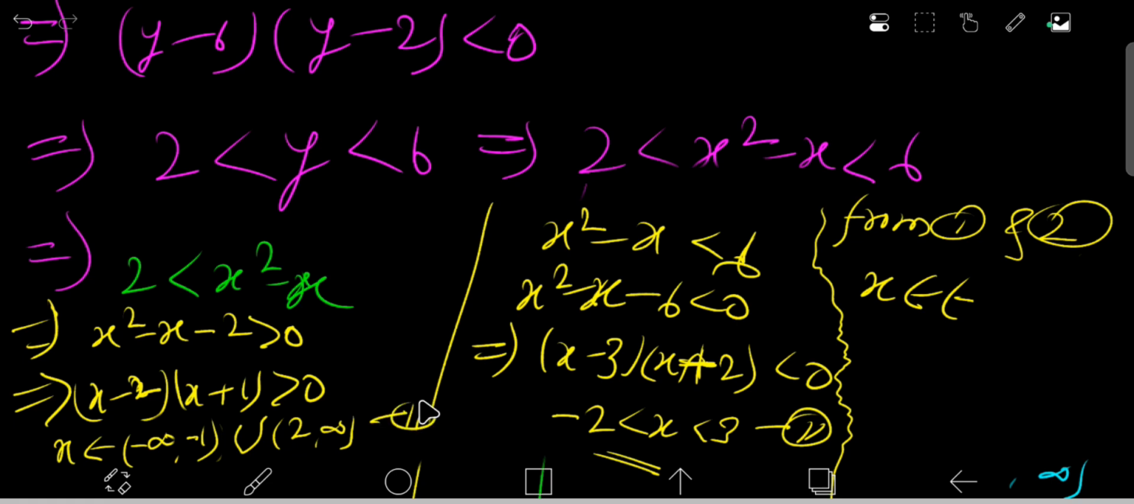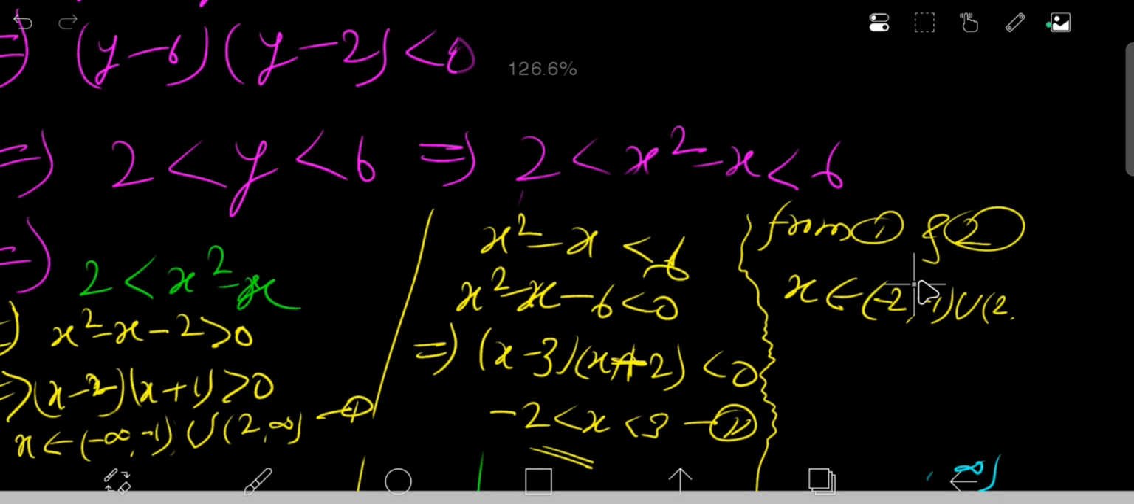Now we take the common solution. This one is the first inequality and this is the second. From 1 and 2, we get minus 2 to minus 1 union 2 to 3. This is the correct answer.